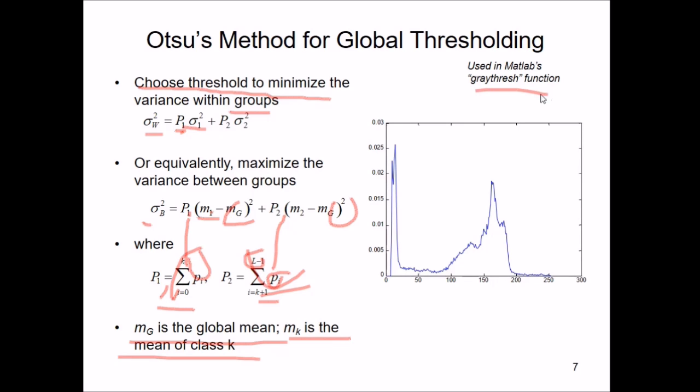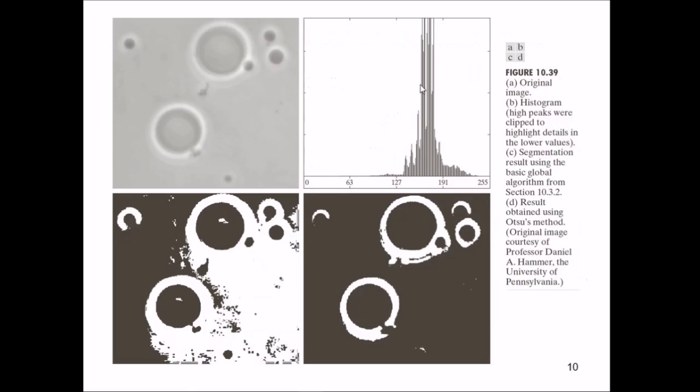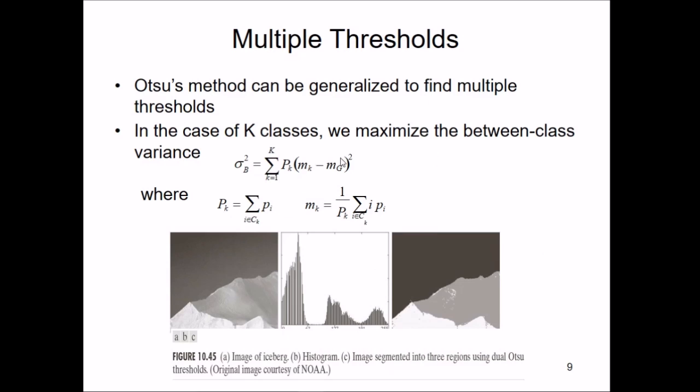So you can also use the MATLAB graythresh function for this. This is Otsu's method for global thresholding. Now this is the original image. This is the histogram; these high peaks were clipped, hiding detail in the lower values. This is the segmentation result using the basic global algorithm, and this is the result obtained using Otsu's method. See the kind of improvement we have got compared to the global thresholding.